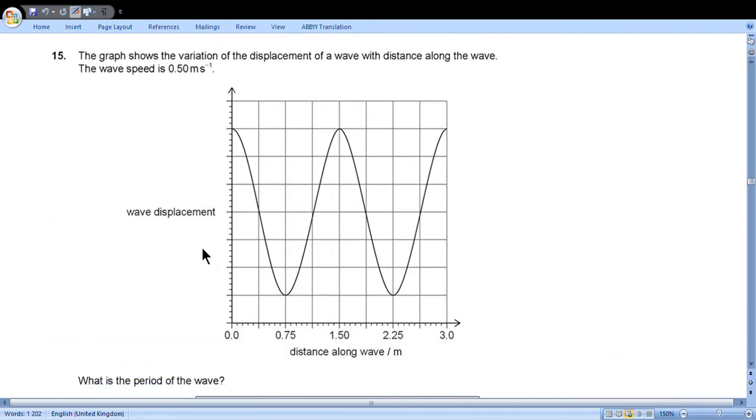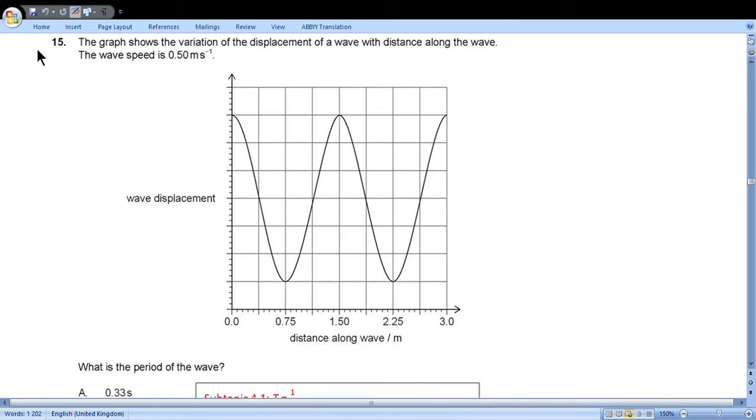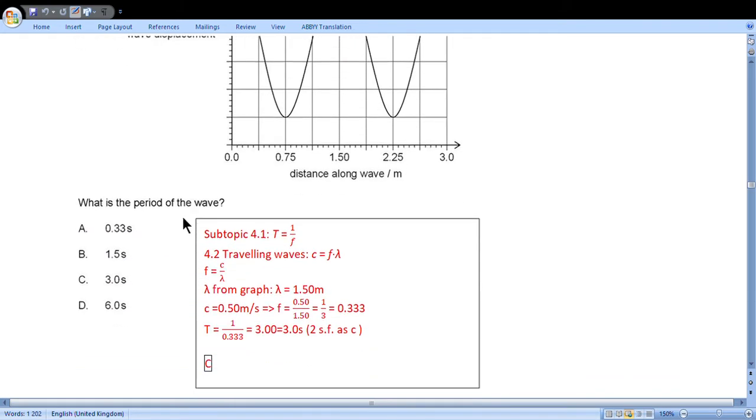Question 15. The graph shows the variation of the displacement of a wave with distance along the wave. Wave speed is given. What is the period of the wave? So from the wave displacement, we can find wavelength. We know speed, so we can find frequency and then find period.